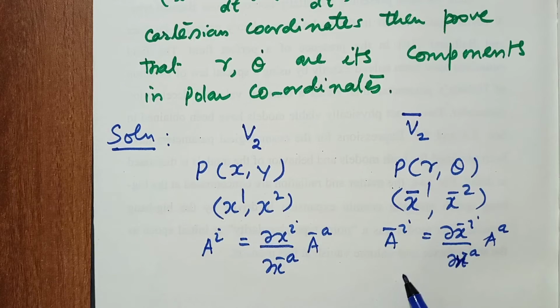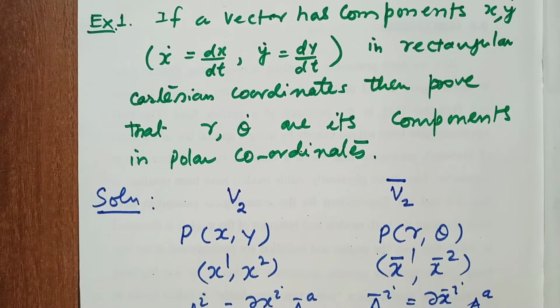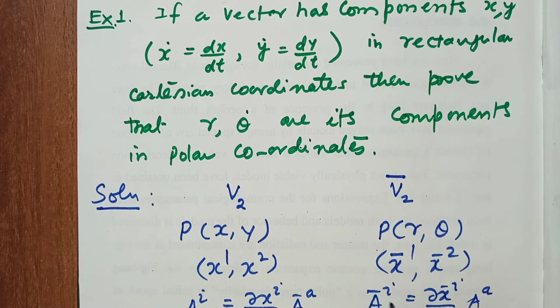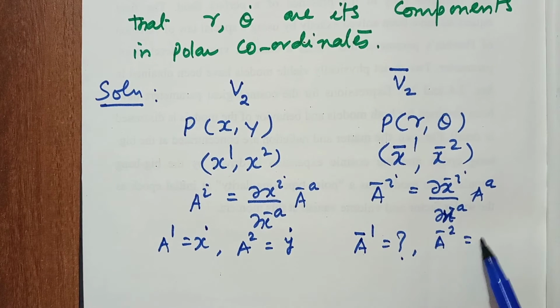So first we see what is given. Here given x dot, y dot means we have given A1 and A2, with i equal to 1, A1. So A1 is equal to x dot and A2 is equal to y dot. So how do we calculate A bar 1 and A bar 2? First we see the definition.